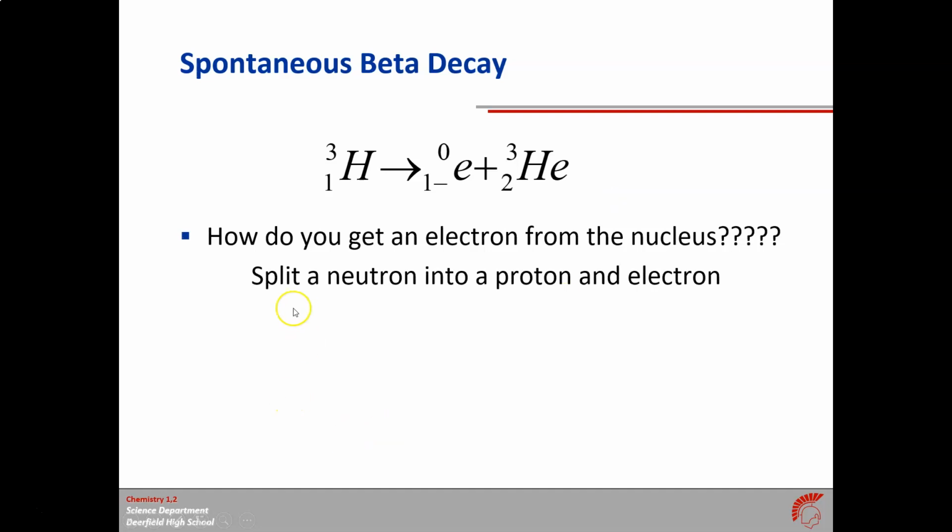How do you get an electron out of the nucleus? We're going to split a neutron. So the neutron, with a charge of 0 and a mass of 1, is going to split into a proton, so it gets the positive charge and the mass, and an electron, which gets the negative charge and very little of the mass. If you remember back when we did the PowerPoint about protons, neutrons, and electrons, a neutron weighed a little bit more than a proton. Well, here's how we can get that electron out.